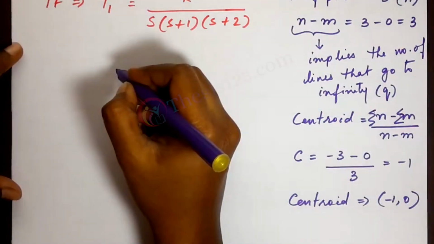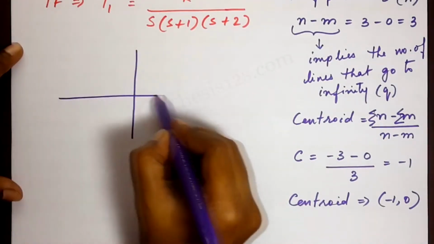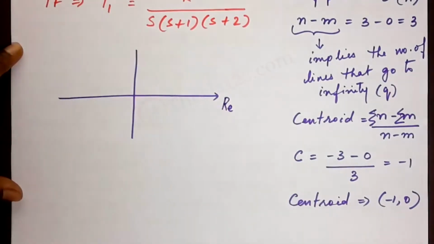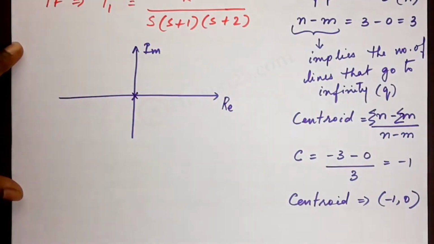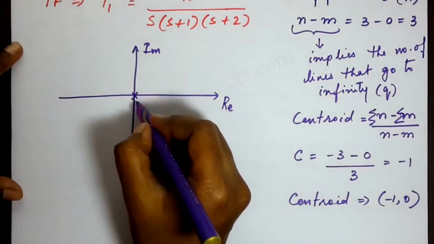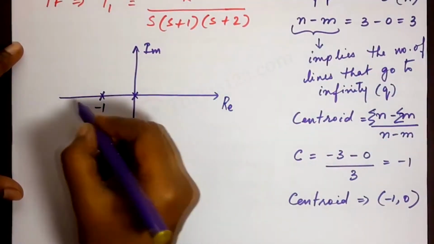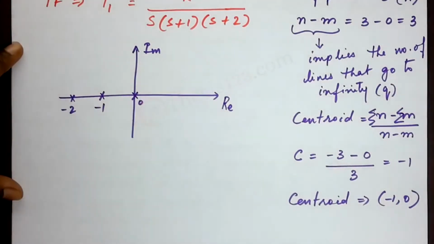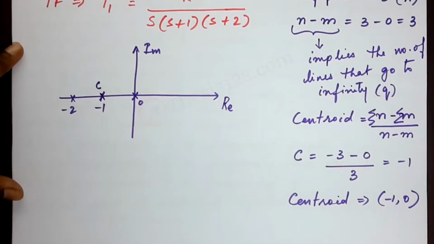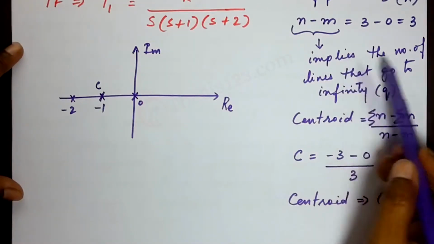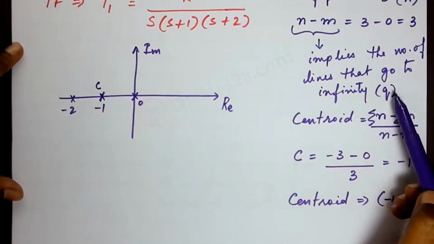Alright, now I'll draw a rough diagram here of the root locus plot. Okay, we have our real axis, we have our imaginary axis. Now we have been given 3 poles. Note that the poles must be denoted with an X mark, while a 0 is denoted with an O or a circle mark. So here we have one pole at 0, one pole at minus 1, one pole at minus 2. Now our centroid is at minus 1 comma 0, so right at this pole here is also our centroid. So we have 3 asymptotes, 3 lines that go off into infinity.